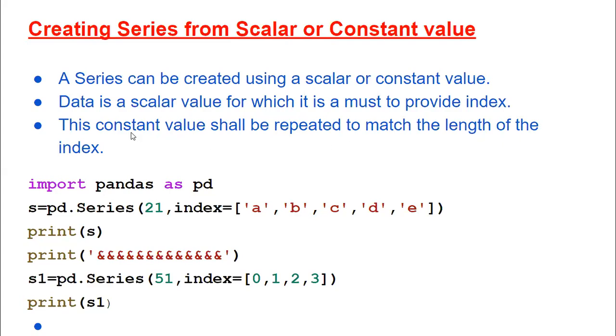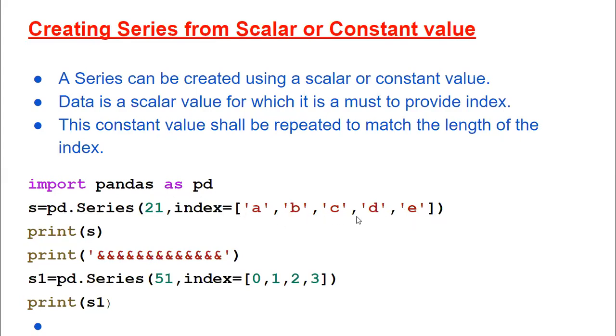Suppose you are using a constant, only one value you are giving to fill all the values, then the index is compulsory. What is the length of the index you are given? That many times the scalar value will be repeated. That is the meaning. For example, here you see this example: import pandas as pd, s is equal to pd.Series(21, index=['a','b','c','d','e']).